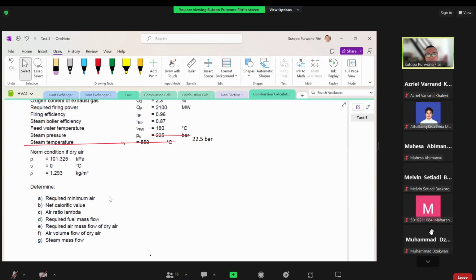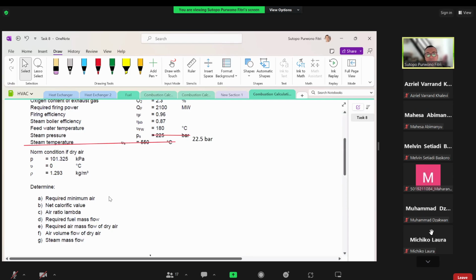Maybe you have studied in the diesel engine, you have the terms rich mixture and lean mixture. So the air excess ratio is more or less similar to the rich mixture of air. So you have a rich percentage of air for the combustion process.